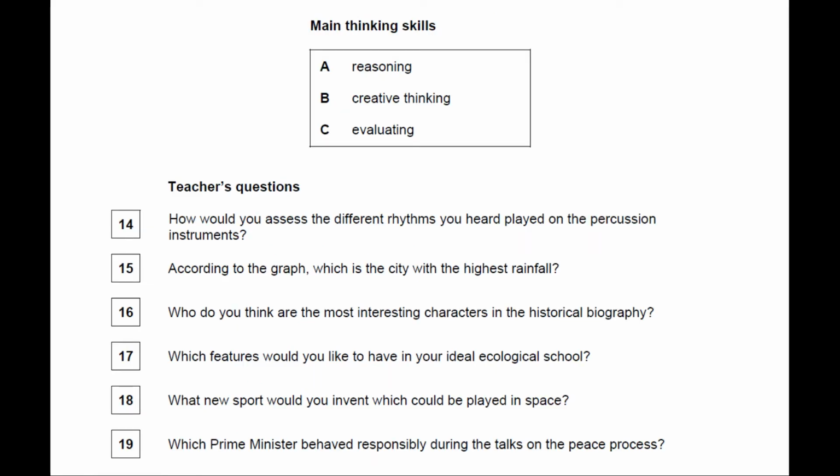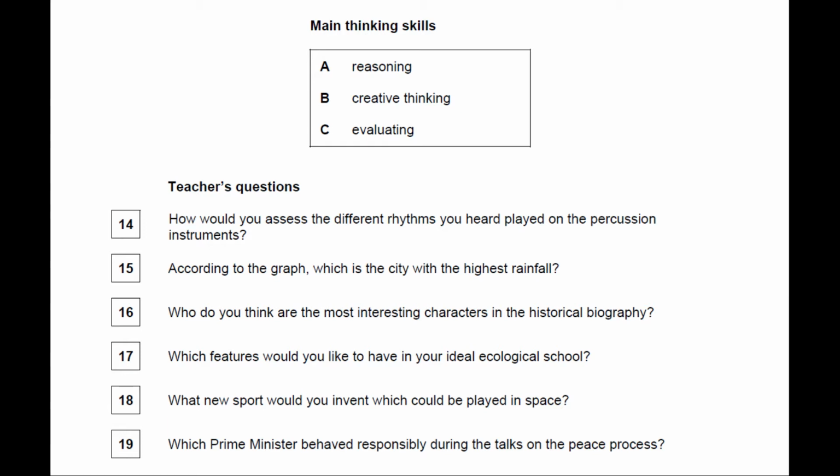In the next group of questions, we're going to match the main thinking skills to teachers' questions. The main thinking skills are reasoning, creative thinking, and evaluating. Let's look at number 14. How would you assess the different rhythms you heard played on the percussion instruments? The answer is reasoning.